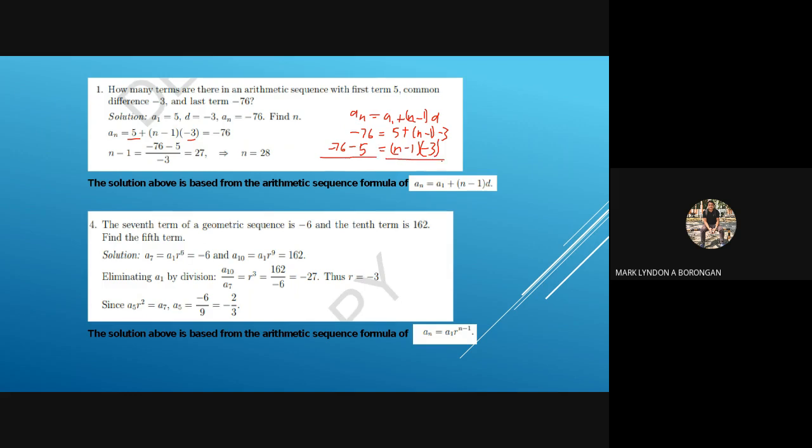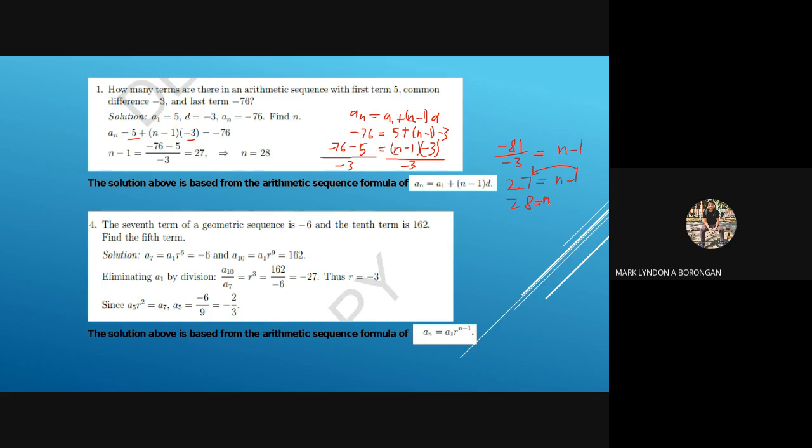So after this, you are asked to find n man. So you have to divide 3 to both sides. Okay? So pag divide mo 3 to both sides, ang -76 minus 5 is just -81 lang man na siya. So -81 divided by 3, you'll get 27. Diba? Positive 27. Then n minus 1. So n man itong ipangita. So transpose mo ang 1 sa pikas. Nakit-an nimo 28, which is equal to n.